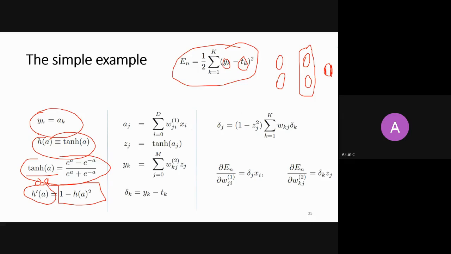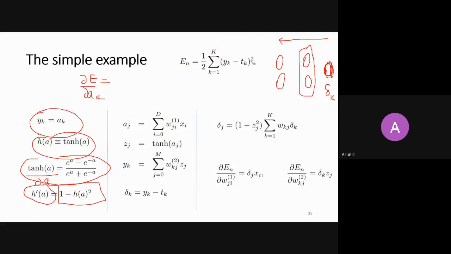Now I want to back propagate, so I need to traverse from right to left, right? So first I come here to this node at the output layer. So what is my delta? Can anybody tell me what is my delta k here? Delta k was the derivative of the error with respect to ak. This is my delta k. What is my error function? Error function is this, right?